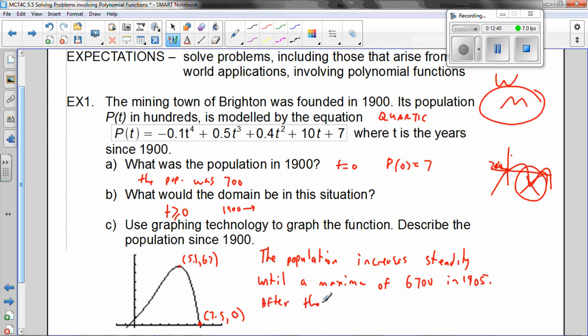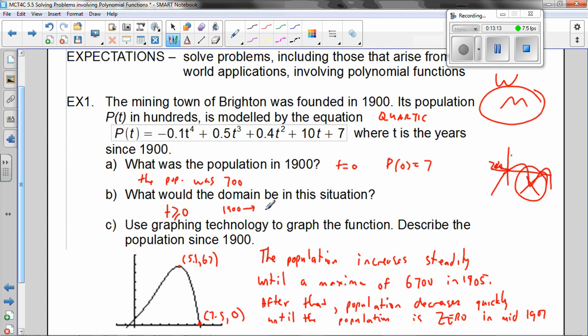After that, population decreases quickly until, well, it becomes a ghost town, right? In mid 1907, right? So over here, the model's only good until about 1907, right?